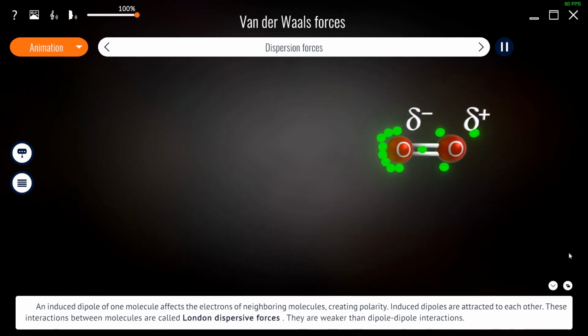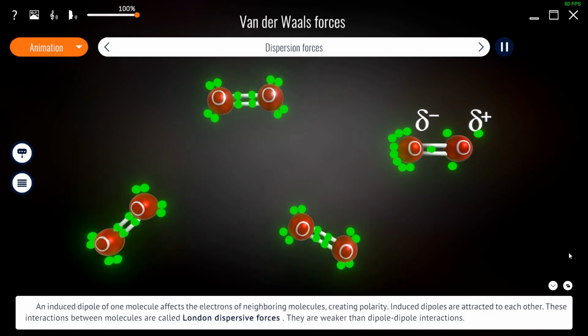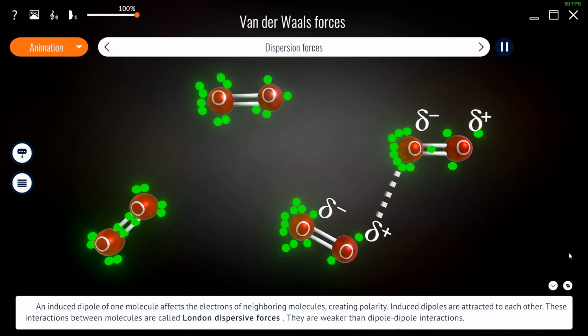An induced dipole of one molecule affects the electrons of neighboring molecules, creating polarity. Induced dipoles are attracted to each other. These interactions between molecules are called London dispersion forces. They are weaker than dipole-dipole interactions.